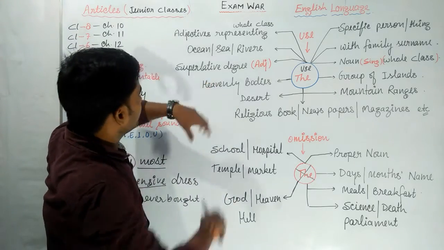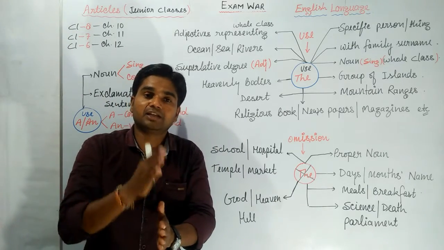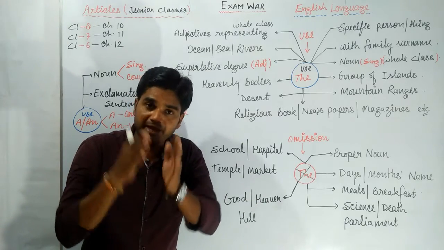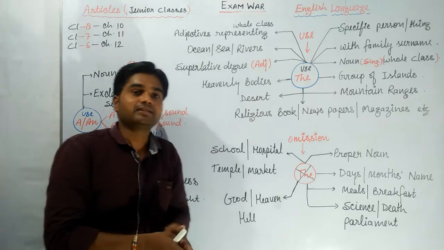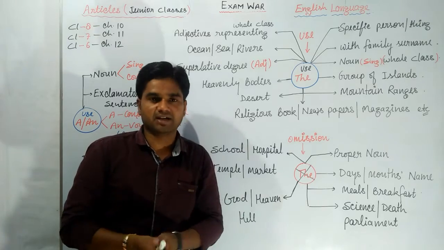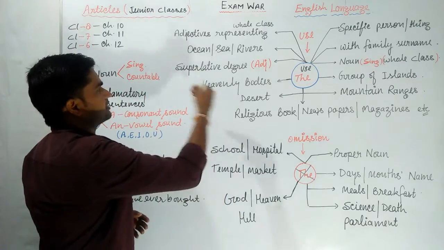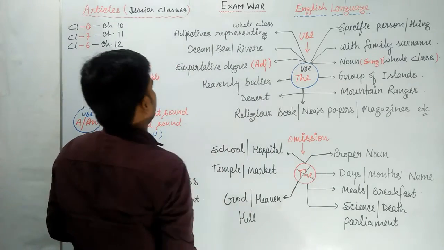Other than these, we also use article the before bays and straits, like the Bay of Bengal, the Bay of Malacca, the Straits of Malacca. Like this, we use article the before straits and bays also. Sometimes channels also, the Ten Degree Channel also.